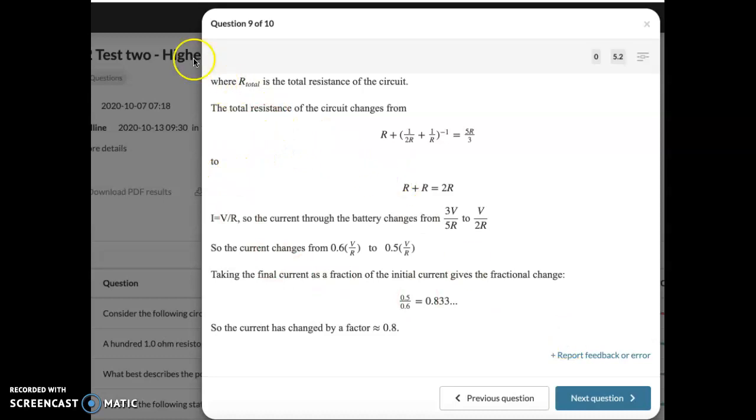Then the current when there's only one resistor in there is V over 2R. So what is the ratio of 3V over 5R to V over 2R? And if you work that as a ratio, you should end up with 0.8.